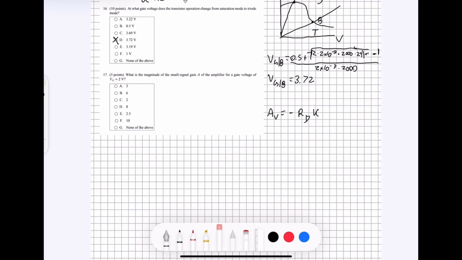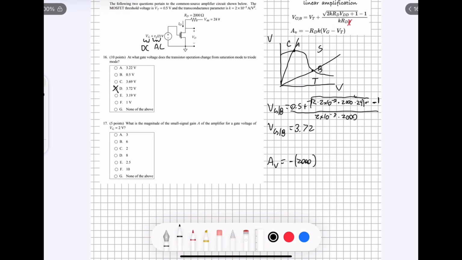I guess I don't really have to rewrite this. Anyway, RD is going to be 2,000. K is going to be 2 times 10 to the negative 3. And then we're going to have VG minus VT. VG we are given as 2, and VT is 0.5. And based on that information, we can solve AV, and it will be equal to 6. So the correct answer here is going to be 6.